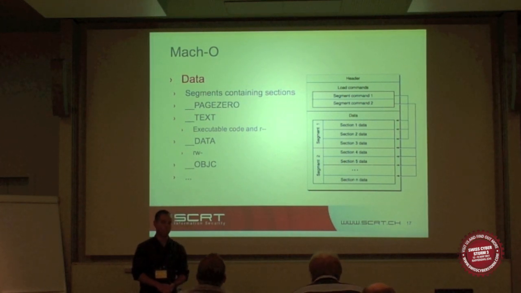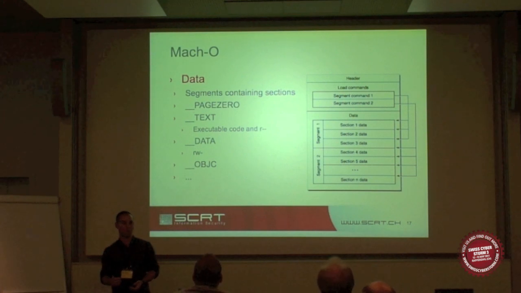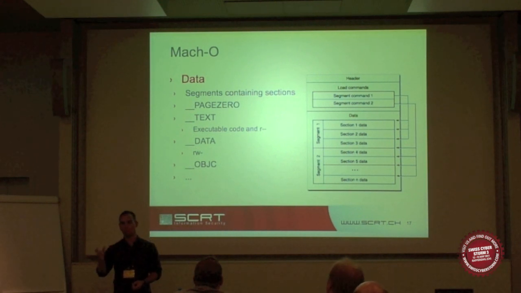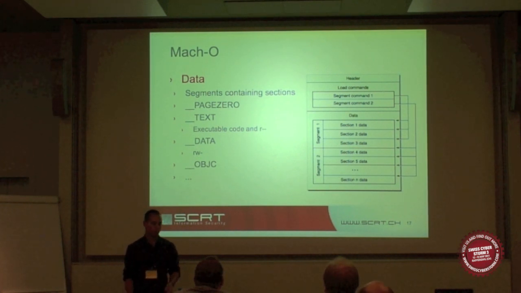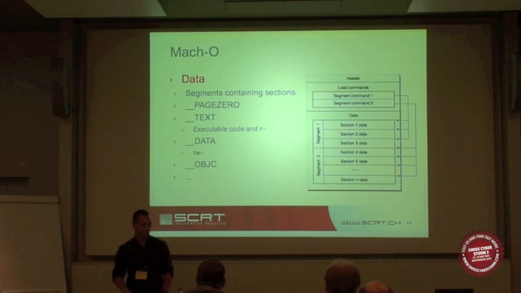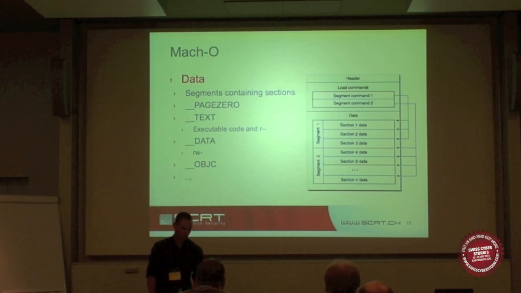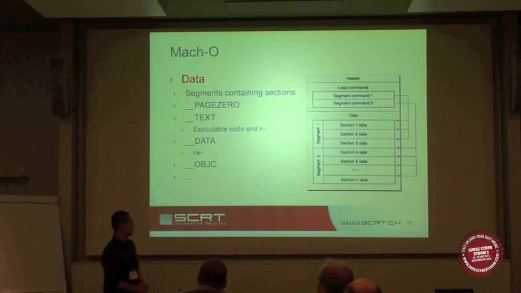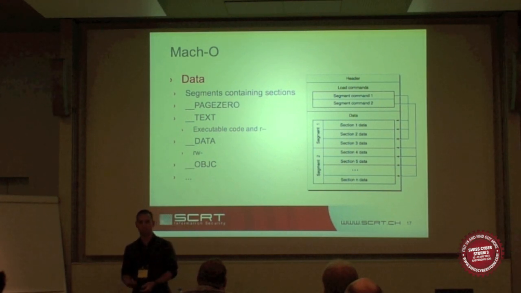The first one is page 0. Its size is equal to 0, but it's used to map the first memory page. You know, when you have a null pointer, you're getting a new pointer. In fact, this first memory page, which goes from 0 to 4096, is used to catch those memory errors. Then we have the text segments, which contain executable code and read-only data, and then the data segments and some other segments like the Objective-C segments, which contain data which are used by the Objective-C runtime.